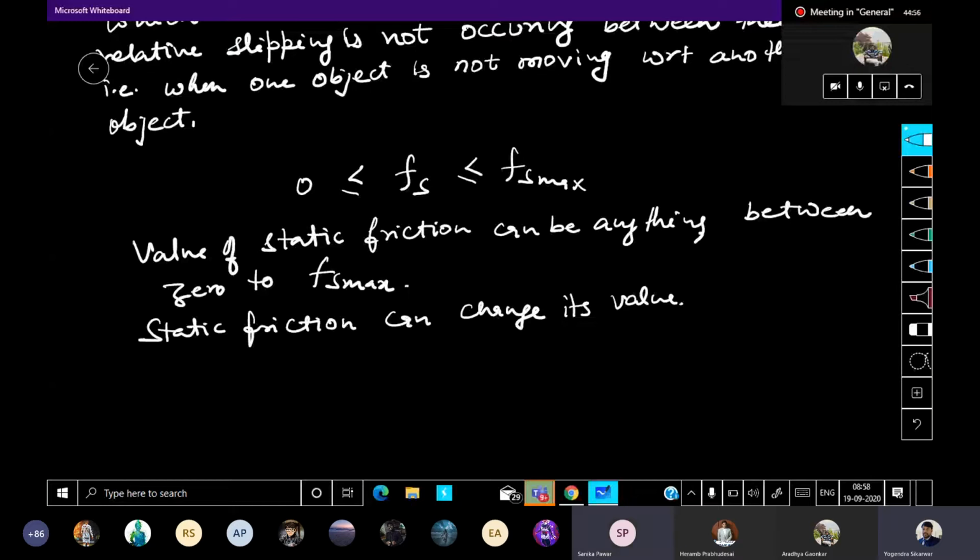Excuse me, sir. So Fs max will be the friction when the object starts moving. Yes. We'll be talking about it. So static friction can change its value. Let me call it magnitude to be more clear. Static friction can change its direction.